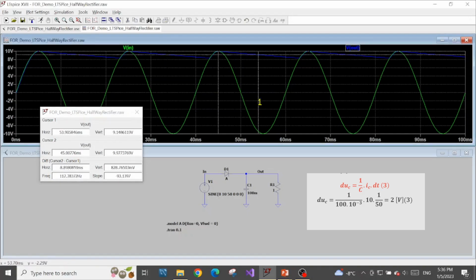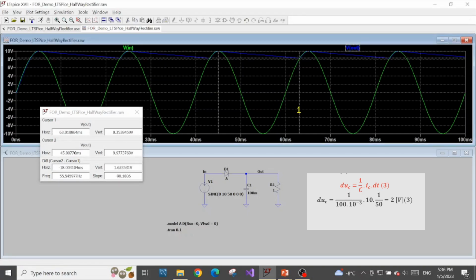Let's look at the discharging process. The discharging process starts at the peak and then it ends here. We also have 1.6 volt, and both processes give almost the same value as our estimate of 2 volt. So our estimation can be considered correct.